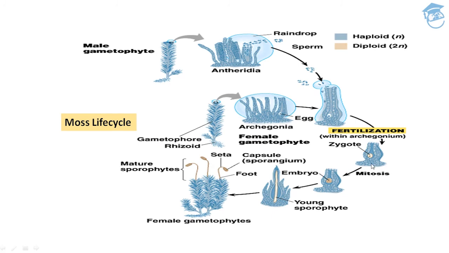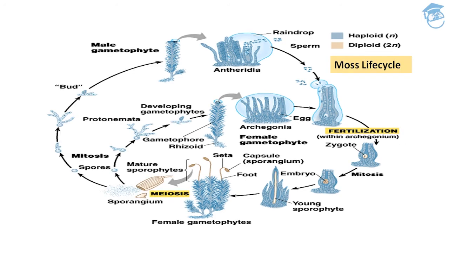Then after this zygote, mitosis takes place and then an embryo is formed which gets converted into a young sporophyte, and eventually a mature sporophyte is formed. This is the foot, this is the capsule which contains sporangium, this is the seta. Foot, seta and capsule are the three parts of the mature sporophyte, students. I hope it is now clear to you.